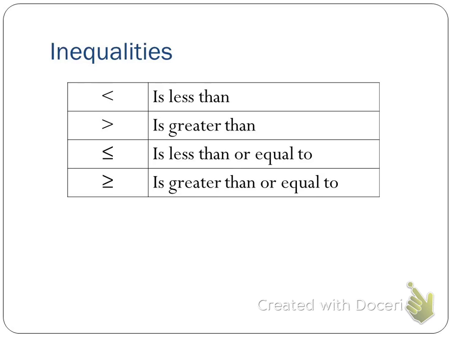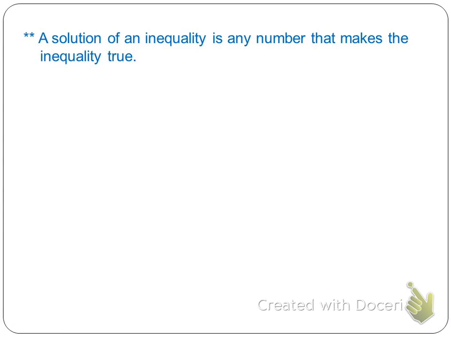So here are these symbols written out in words. We just talked about less than, greater than. There are some other ones you'll see a lot, and it's with the line under it. So if it's greater than with a line under it, it's greater than or equal to. Less than with a line under it is less than or equal to. And then, of course, just the greater than, less than. All right, so below that little chart in your notes, you'll see this statement. A solution of an inequality is any number that makes the inequality true.